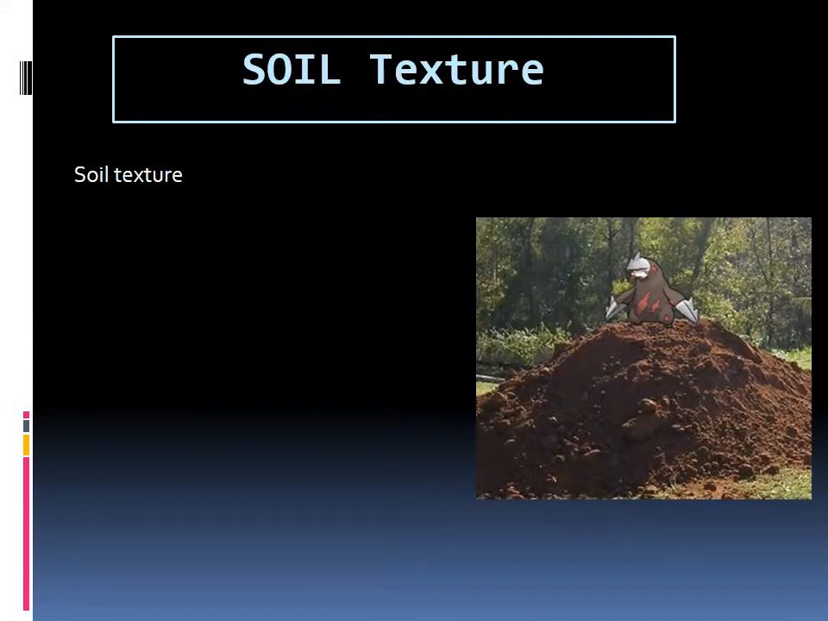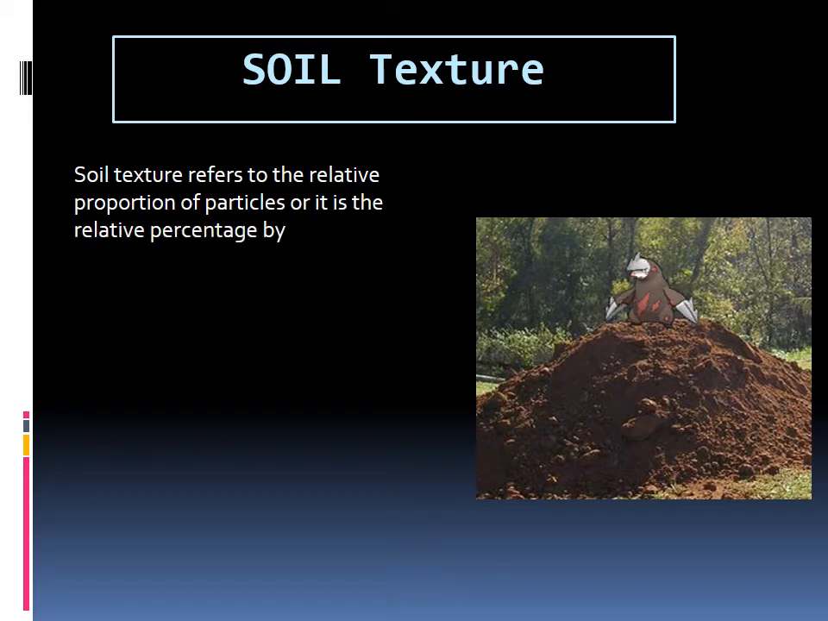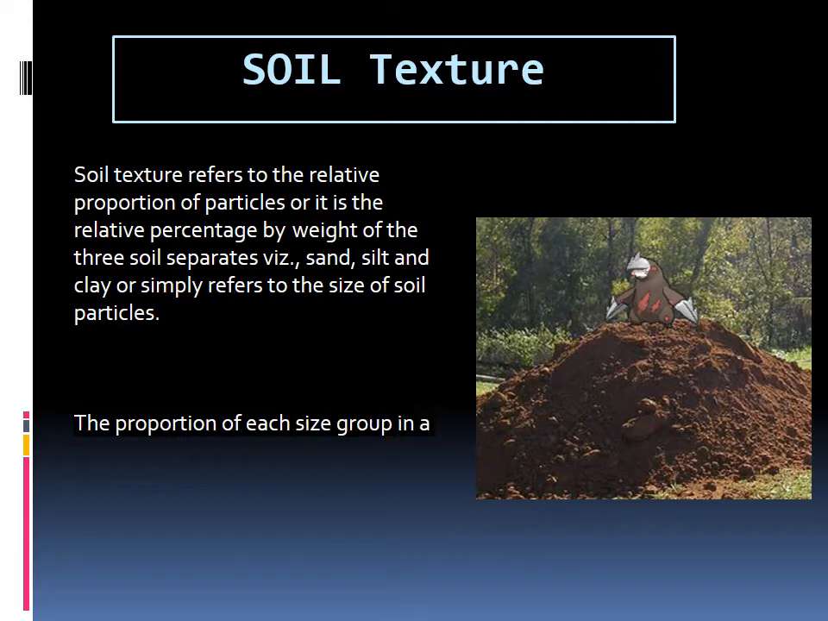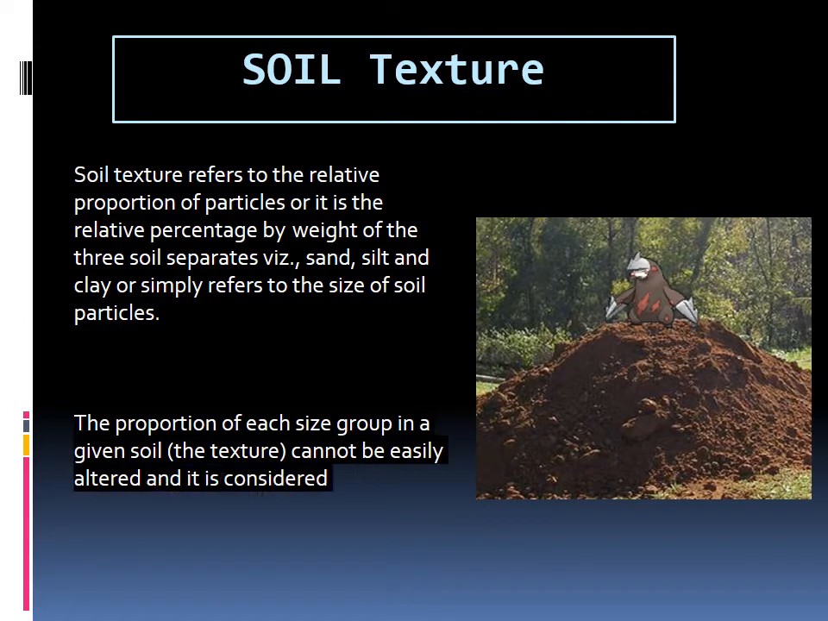Soil texture refers to the relative proportion of particles, or it is the relative percentage by weight of three soil separates, which is sand, silt and clay, or you can simply refer to the size of the soil particle. The proportion of each size group in a given soil, the texture cannot be easily altered, and it is considered as a basic property of a soil.